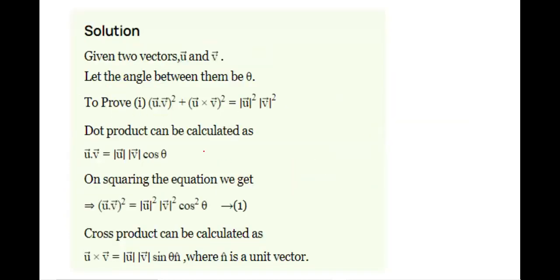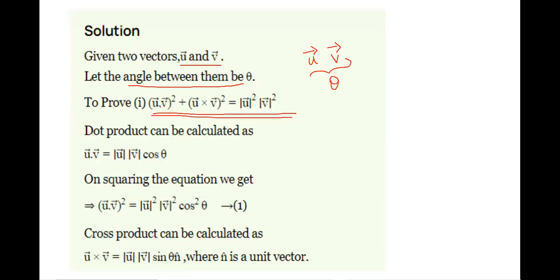So given two vectors, u vector and v vector, these are the two vectors that have been given to us in the question, right? We are considering that the angle between these vectors would be theta. Okay, so the angle that we have between these two vectors, let us consider it to be theta. To prove this, I said we will consider the LHS and prove that it is equal to RHS, and vice versa for the next case. So first we will consider this equation, right?